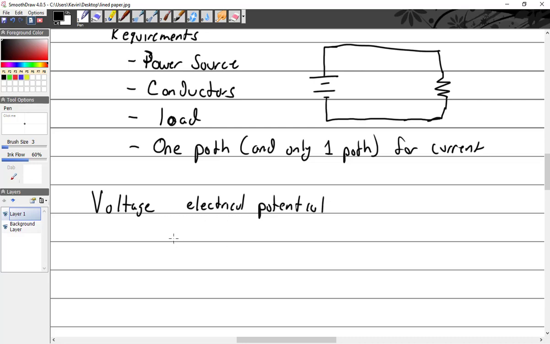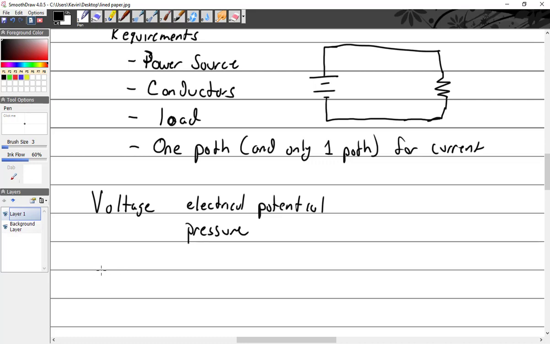Should we use the bathroom sink analogy? Yeah, sure. So voltage is the potential, the ability to push. If you were to go to the bathroom sink, voltage is like pressure. It's what pushes the water out. The high voltage will push the water out faster.